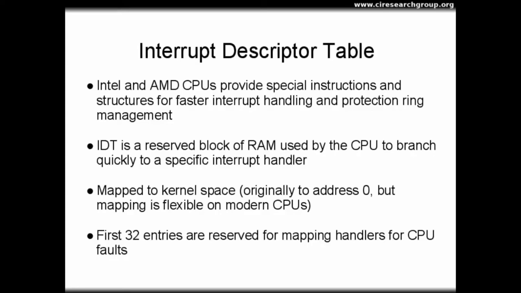The first 32 entries of the IDT are actually not used for interrupts per se, but they're used for CPU fault handlers. And then the interrupt vector table part of the data structure begins after the CPU fault handler table.